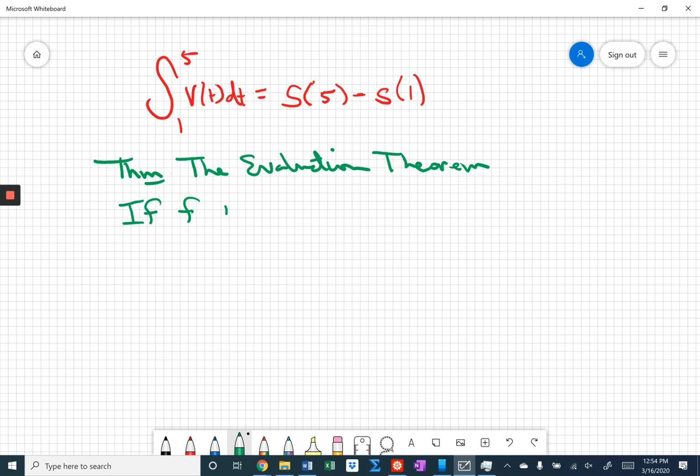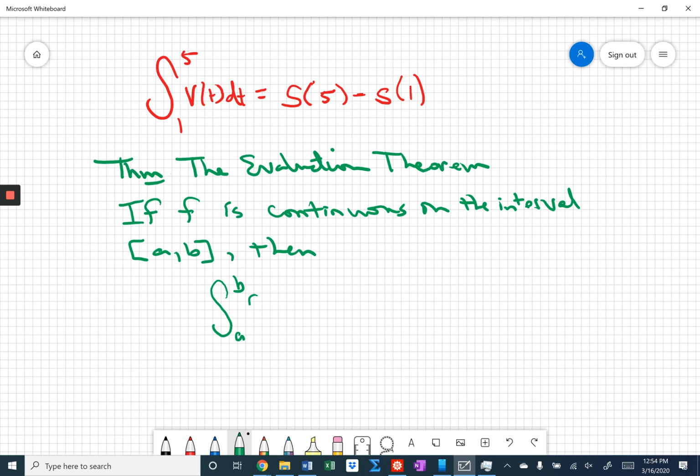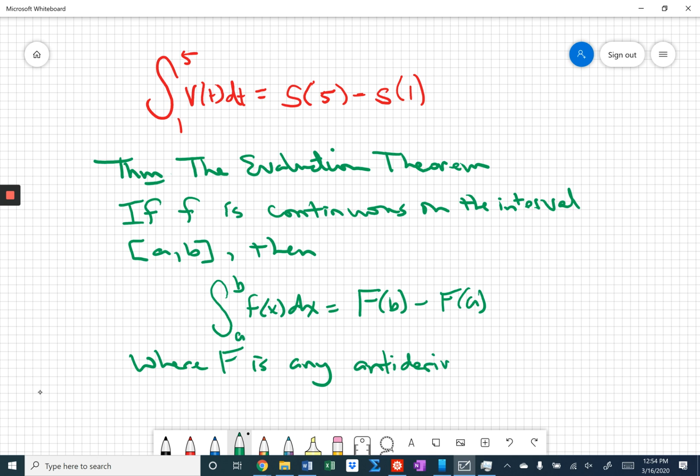So, if f is continuous on the closed interval a, b, then the definite integral from a to b of f of x dx is equal to capital F of b minus capital F of a, where capital F is any antiderivative of lowercase f.